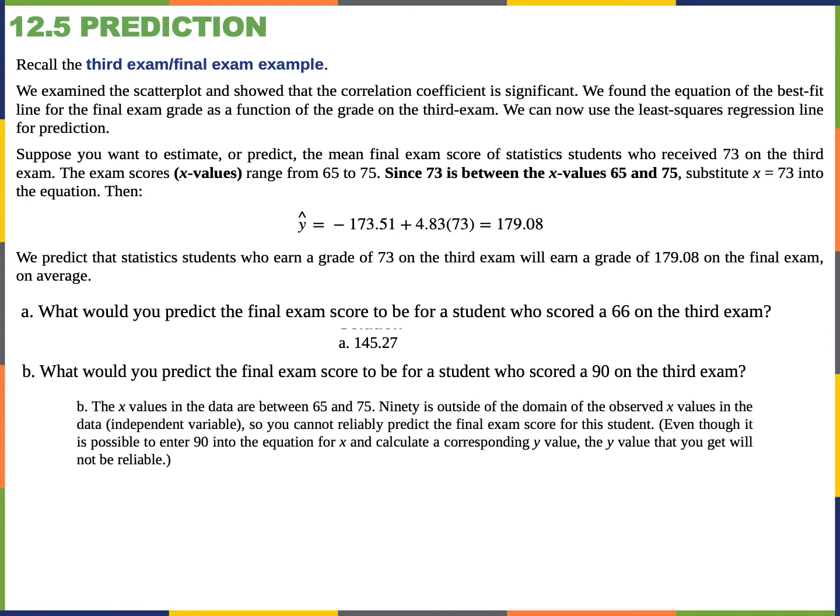So 90 actually is a little difficult because it's outside of the domain, right? It's outside of the X values data that we collected. So we really cannot predict the final exam score for the student. I mean, you could plug in 90. Nobody's stopping you from doing that, but it won't necessarily be as reliable as if it were to fall in the correct interval.